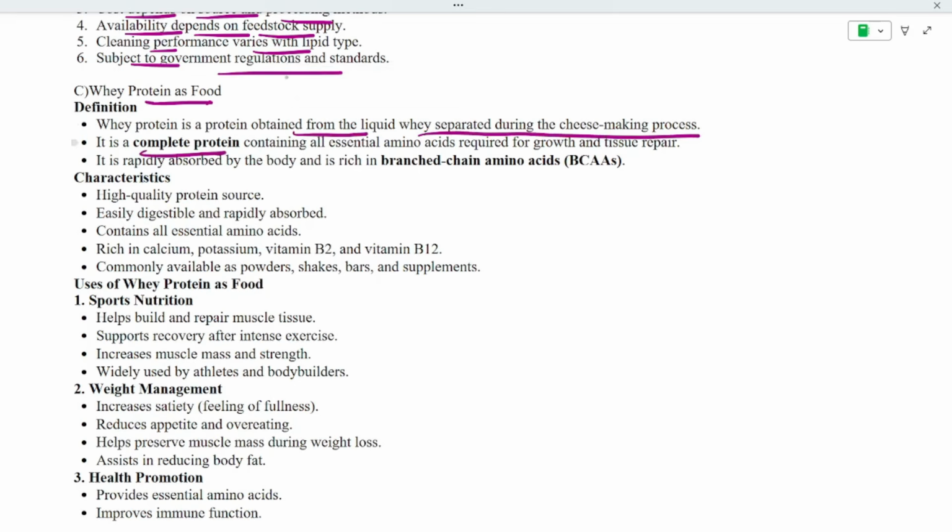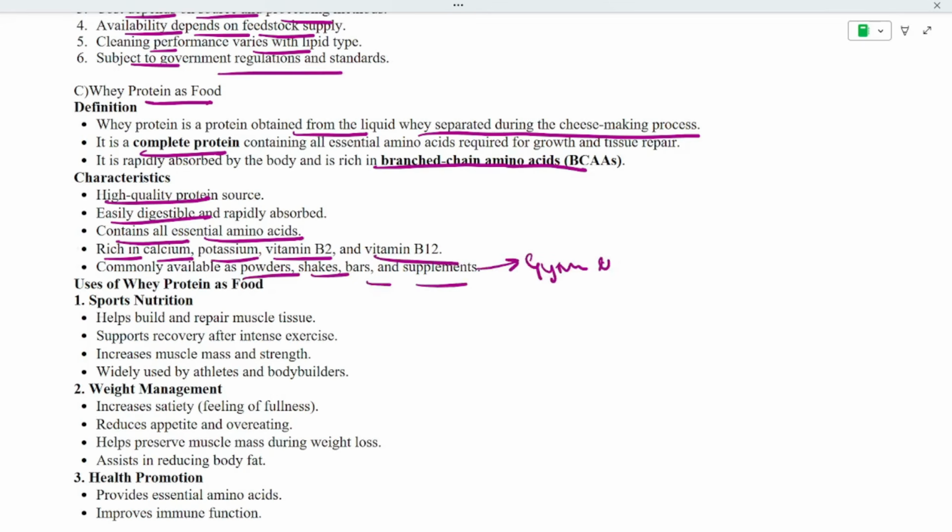As I said, it is a complete protein, with branched chain amino acids. Characteristics: high quality protein, easily digestible, contains all essential amino acids. It is rich in calcium, potassium, vitamin B2 and vitamin B12. It is commonly used in powders, shakes, bars and supplements. It is mainly used in gym supplements also. You can add this point.